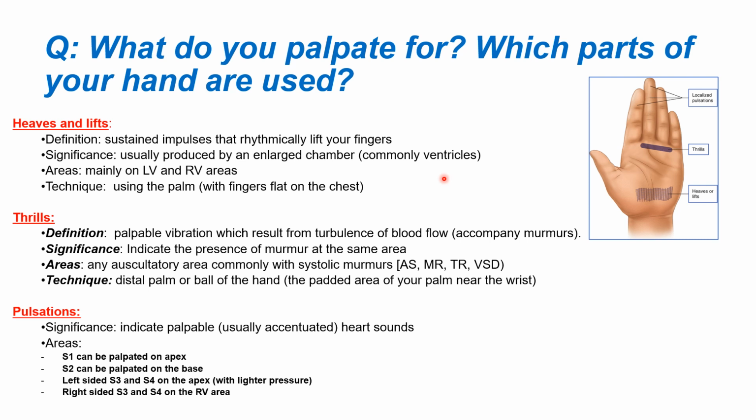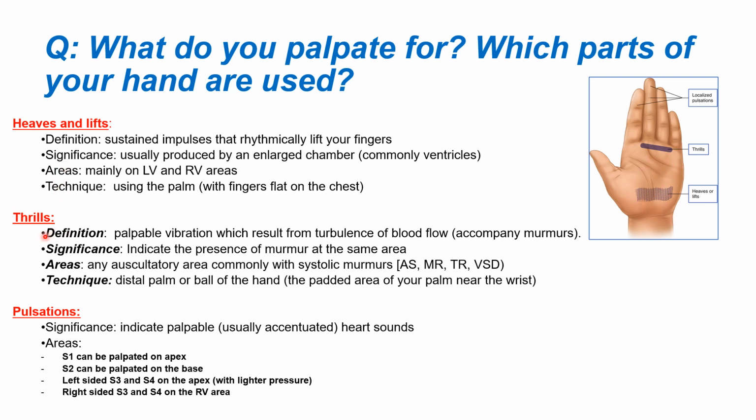And in order to appreciate it, you usually use your palm, like here in the figure. So this area, you put this area in order to appreciate the heave or lift. Commonly, the heave or lift will be a big chamber like right ventricle or left ventricle. So we have to palpate it at least in the right ventricular area. Sometimes we can palpate in the left ventricular area also for LV, but the more important is to palpate it in the right ventricular area for the right ventricle.